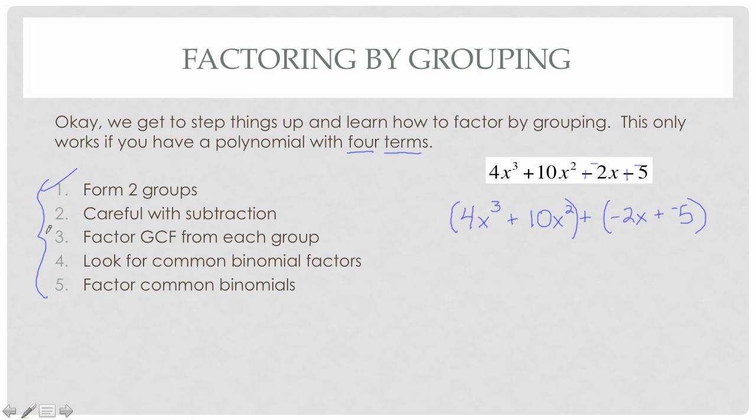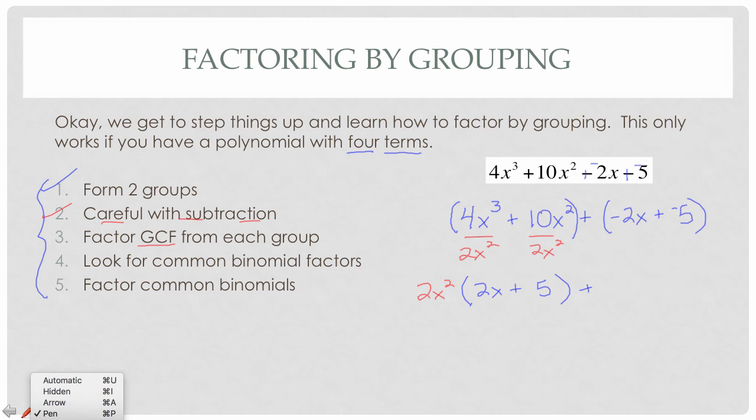Once I have 2 groups, we were careful with subtraction, but now I want to factor the greatest common factor from each group. So let's start with this first group right here, 4x to the third plus 10x squared. Well, there's a 2 in common between the 4 and the 10, and there's an x squared common with my variables. So that factors into 2x squared. But when I divide out, we still got 2x plus 5 inside the parentheses.